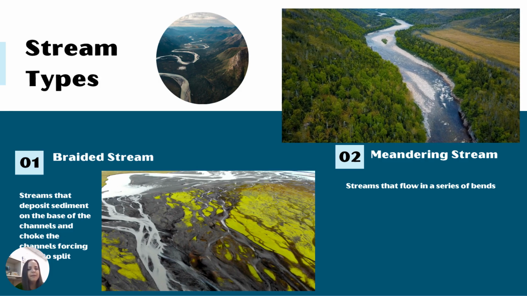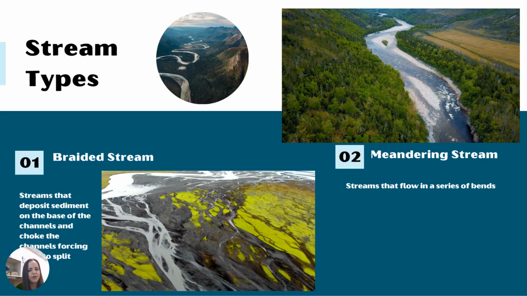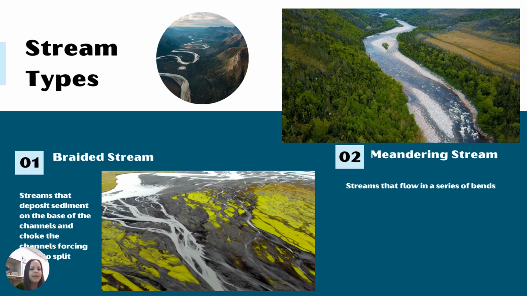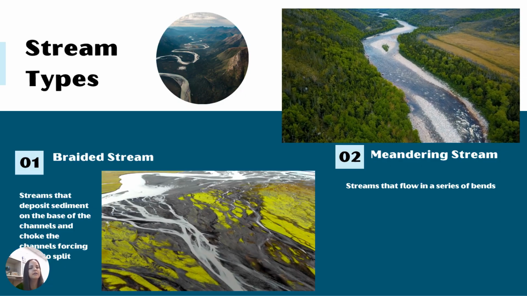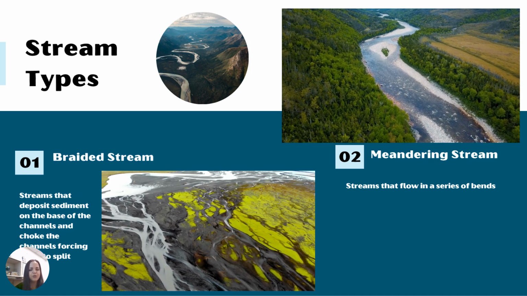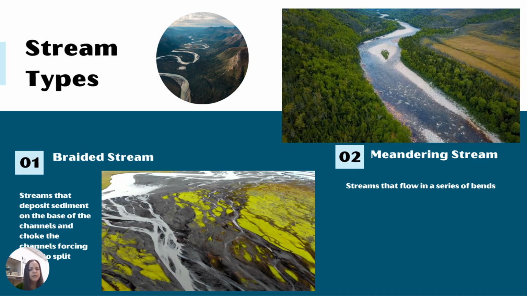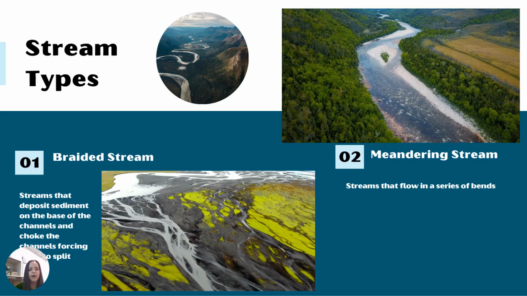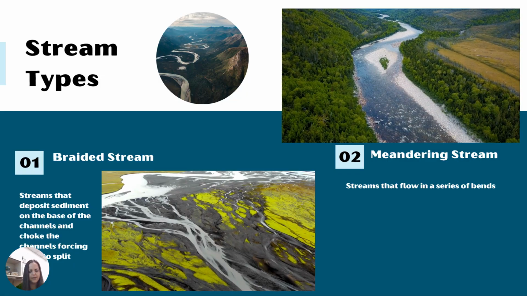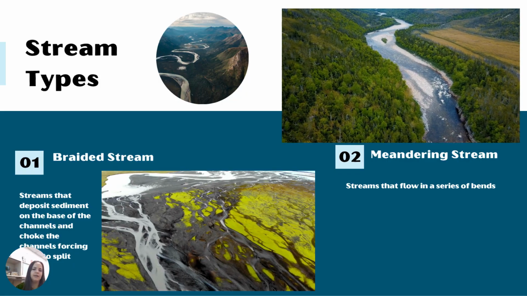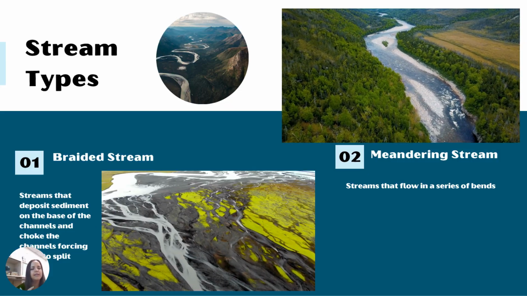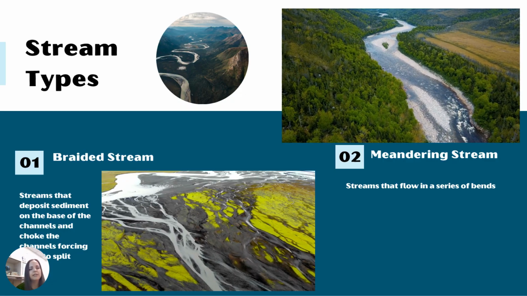There are a couple of stream types. We have braided streams and meandering streams. Braided streams are streams that deposit sediment on the base of the channels and choke the channels, forcing them to split. Essentially there's a really large sediment load available. This happens a lot when snow and glaciers are melting, because there's sediment wrapped up in there as well. As things melt, water just finds the easiest path, and there are a lot of choke points and things start splitting. So that's a braided stream.